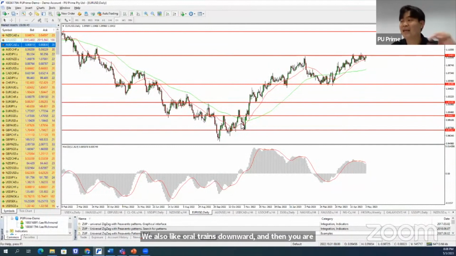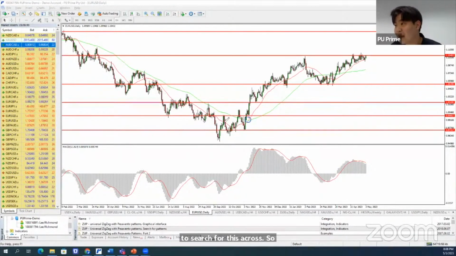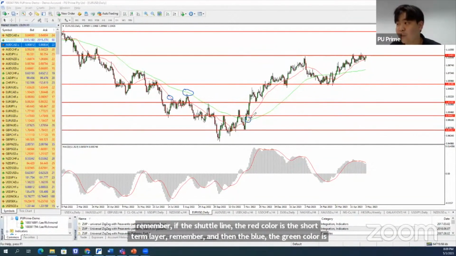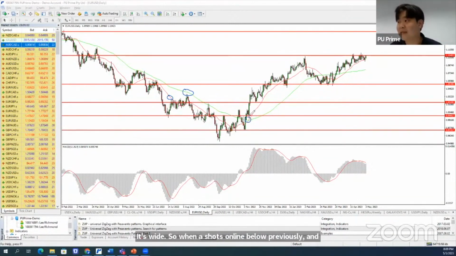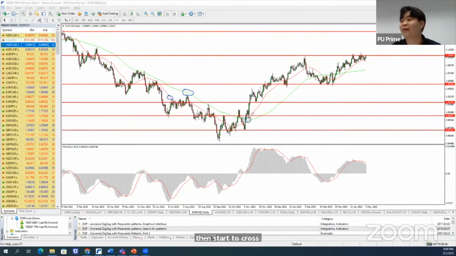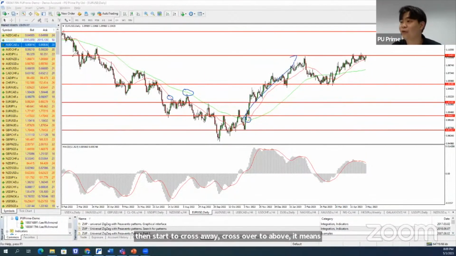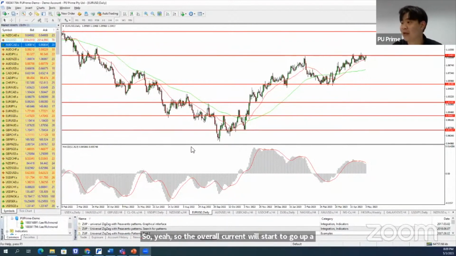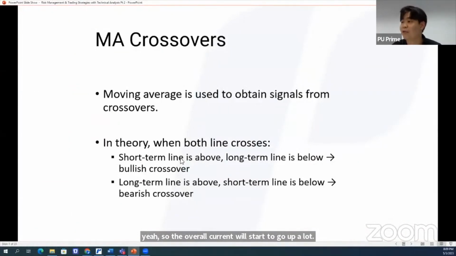Then the first thing is you can set the MA line and then you try to search for a cross. Remember, the red color is the short-term line and the green color is the long-term line, whatever you set. So when the short-term line is below previously and then starts to cross over to above, it means there will be a trend reversal over here. So the overall trend will start to go up a lot. This is how we can use the moving average, like the bullish crossover.